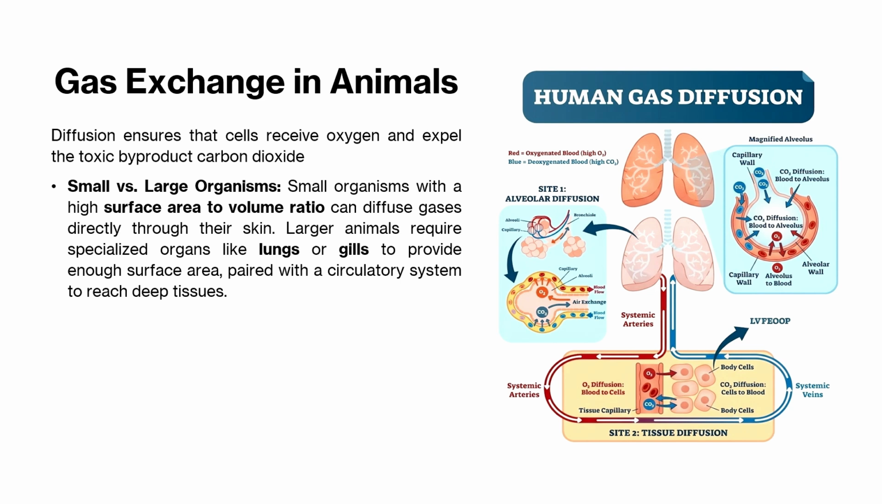But for large animals like us, it's a different story. We have millions of cells buried deep inside our bodies where oxygen could never reach by simple diffusion alone. To solve this, nature gave us specialized organs like lungs or gills to provide a massive surface area. We then use a circulatory system, which is our blood, to carry those gases to every deep tissue.